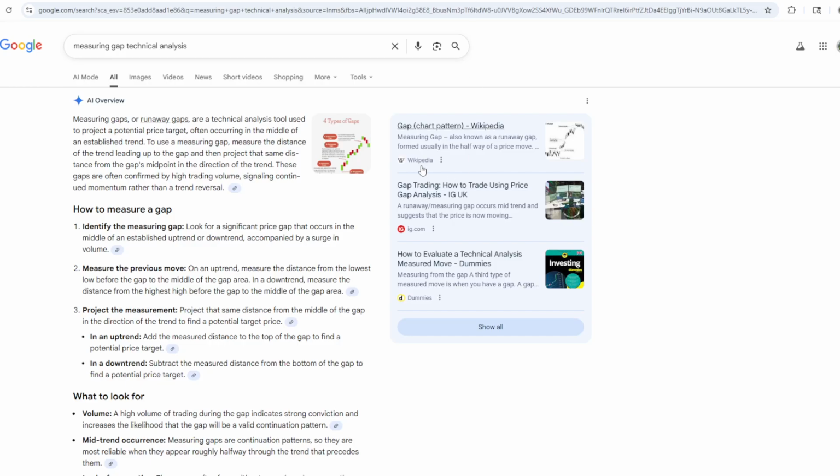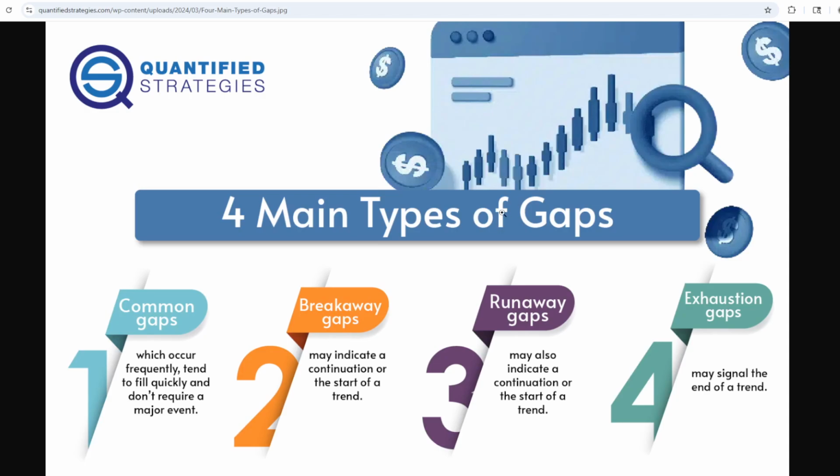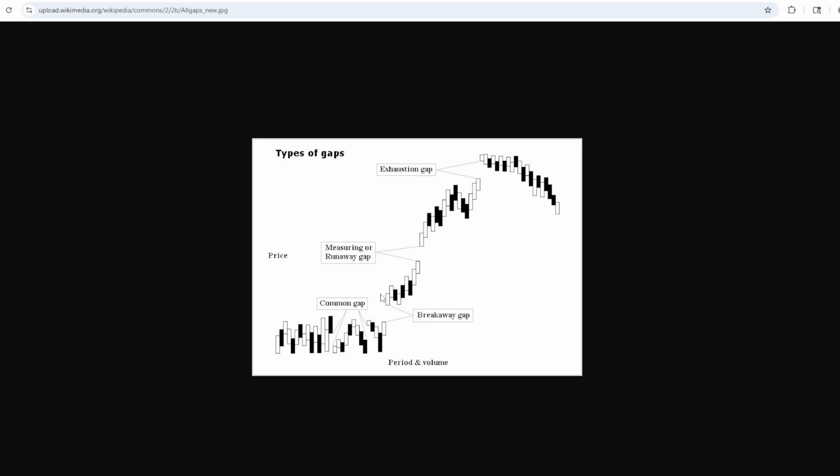For today's lesson, we're going to talk about a measuring gap or a runaway gap. Now, there's other videos where we talk about the different types of gaps. We've talked about a breakaway gap, we've talked about a breakdown gap, we've talked about an exhaustion gap. Now, here's just an image of a few of these. Just common gaps, minor gaps happening within the trend. Not much to talk about with those.